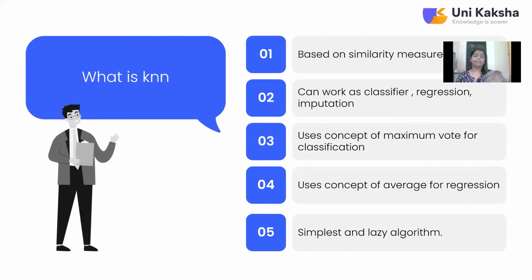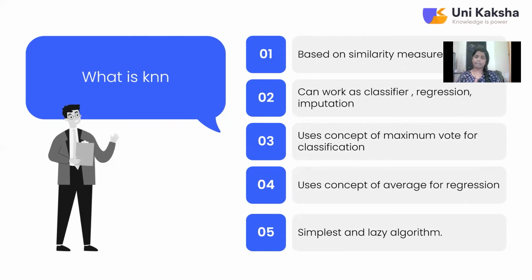Now let's try to break down the word KNN. K stands for how many nearest elements you want to consider. KNN stands for K nearest neighbor, where the value of K is generally considered to be the square root of the total number of observations in the data. We can use it for classification as well as for imputation, and a few times KNN is also used for regression. In that exceptional case, your dependent variable will be numeric in nature.